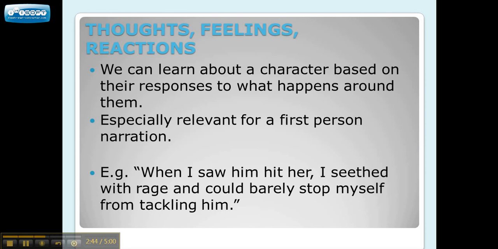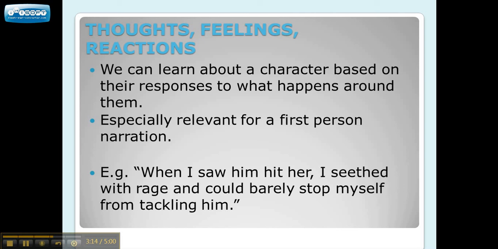Thoughts, feelings, and reactions is a bit more broad. We can learn about a character based on their responses to what happens around them. We already looked at that with their actions. When they see someone fall down and they laugh or pick them up, that could be considered a reaction. But in terms of thoughts and feelings, it's especially relevant for a first-person narration. If you have something written in first person, you get a direct insight into what that character is like based on how they think and based on what they feel.